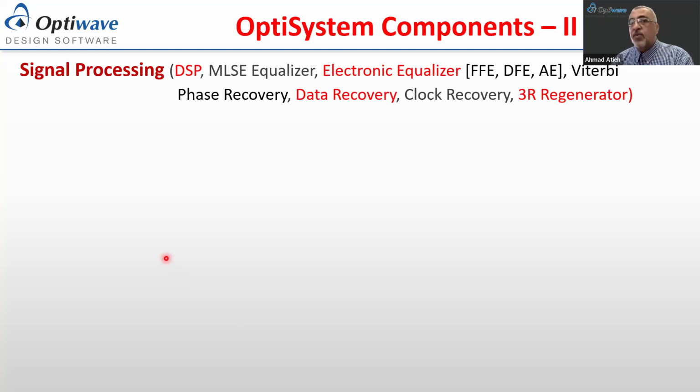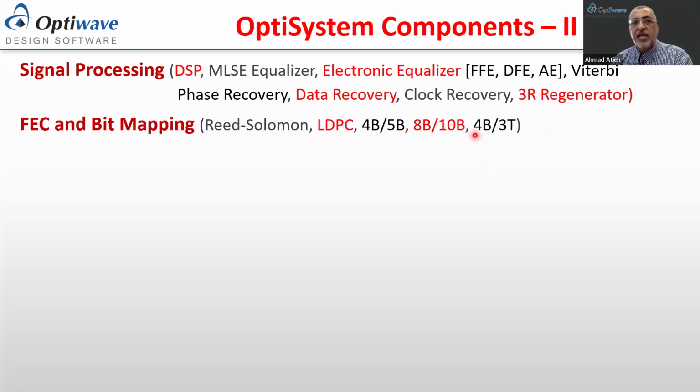For signal processing, we offer a wide range of signal processing components, from DSP to electrical equalizers with different types of equalizers, as well as data recovery, clock recovery, and 3R generators. For FEC, we have Reed-Solomon algorithms, low density parity check algorithms, as well as different mapping schemes. We do mapping from 4 bits to 5 bits, 8 bits to 10 bits, and so on.